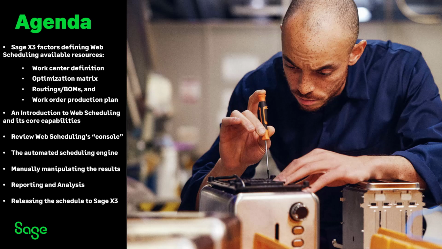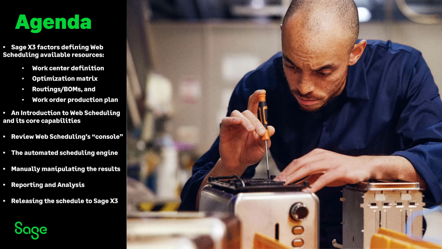Our overview will start in Sage X3, where we'll cover a review of X3's scheduling capabilities and a review of key factors that define available resources in Sage X3 web scheduling and how they are used. We'll touch on workgroup and work center definitions, optimization and setup matrix values, product routings and BOMs, and work order production plans.